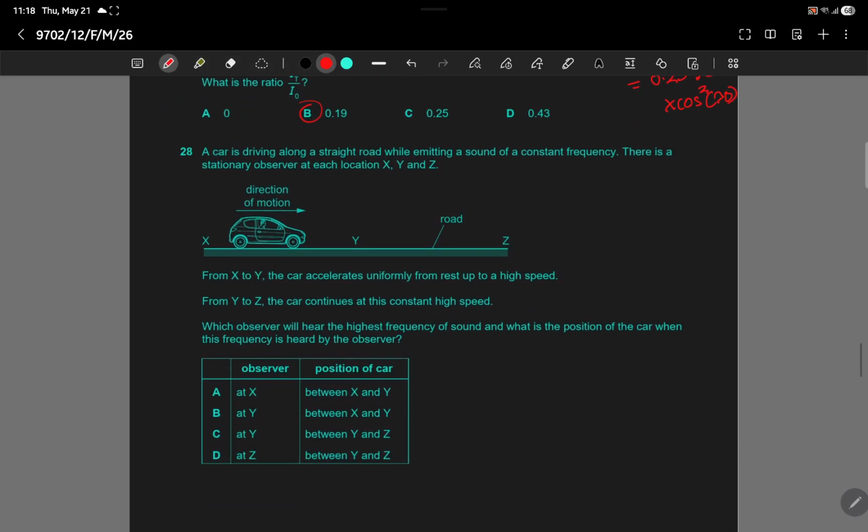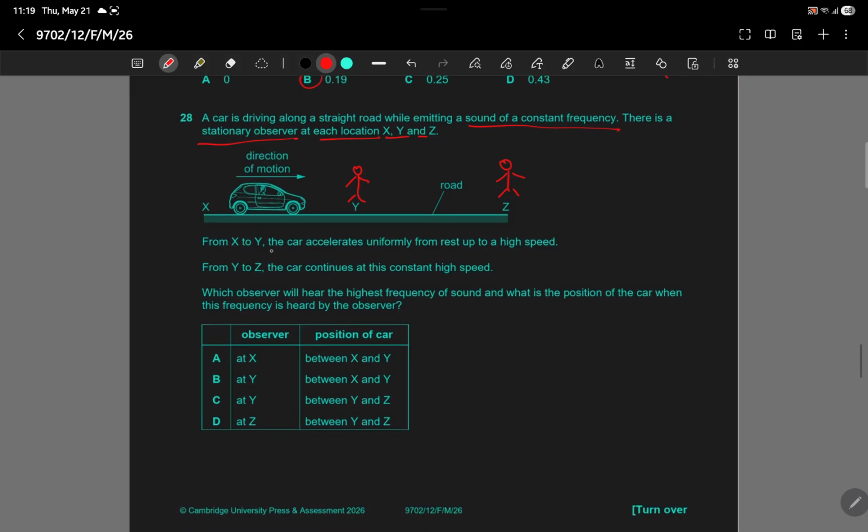Done. Now, a car is driving along a straight road while emitting a sound of constant frequency. There is a stationary observer at each location X, Y, and Z. So there's one person here, and another person here. From X to Y, the car accelerates uniformly, with constant acceleration from rest up to a high speed. And from Y to Z, the car continues at this constant high speed. Which observer will hear the highest frequency of sound, and what is the position of the car when this frequency is heard by the observer?